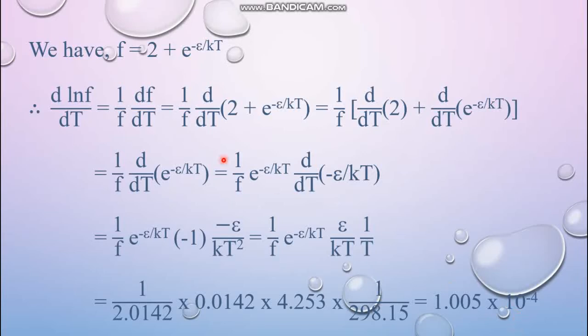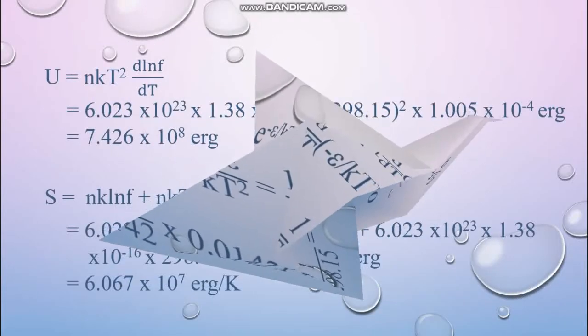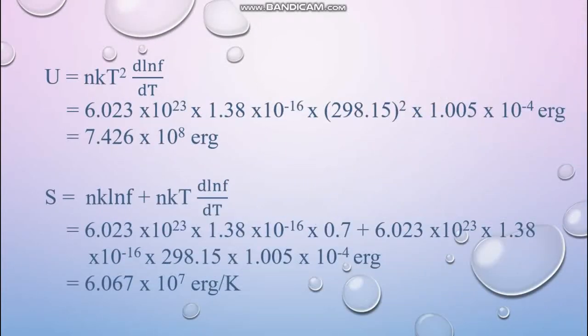So this is the value of d ln f by dT, and in our thermodynamic expressions we have this expression d ln f by dT in most of the functions. So let's start to find out the values of the classical thermodynamic functions. Let's start from internal energy U. So what is the expression of internal energy U? It is N k T square into d ln f by dT.